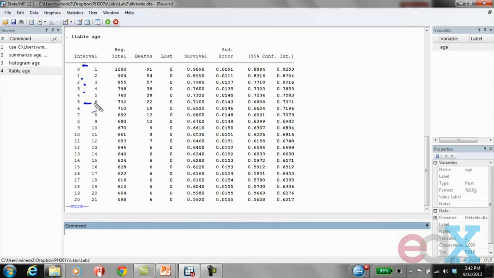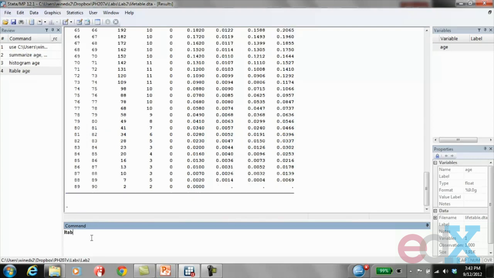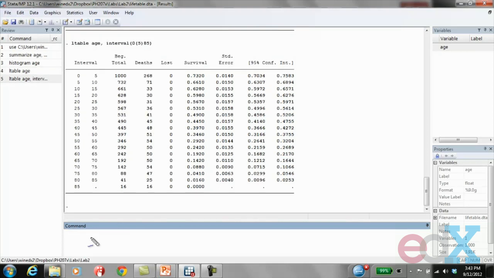So what we're going to do is create different intervals. We want intervals of length 5. So how do we do this in Stata? We're going to use the interval option with ltable. So type in the following command. What this interval option tells us is we want our intervals to start at 0, go to 85, and be in steps of 5. So these intervals now are 0 to 5, 5 to 10, and so on. They're of length 5, which is a lot easier to deal with.